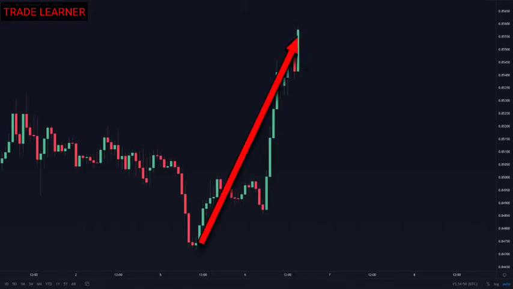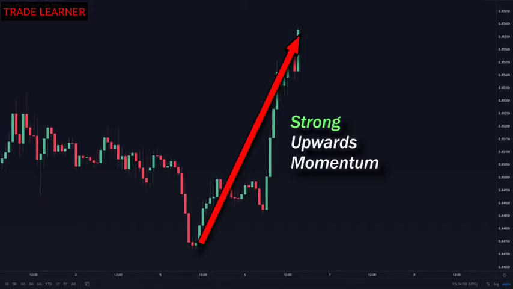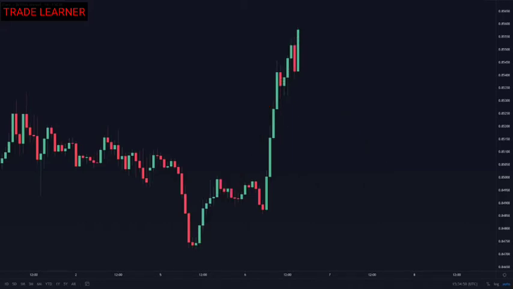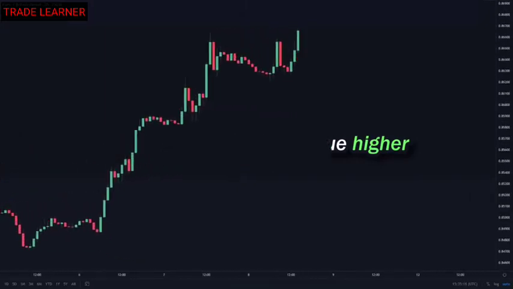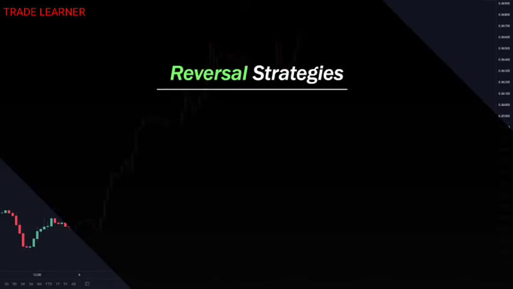If prices are going higher and higher, it means that the upwards momentum is strong. So if you tried shorting this market just because you thought it was too high, then you're actually trading against a trend, which is not a good idea. Remember, prices can always continue higher. So with that being said, here are a couple of strategies that you can use to predict reversals before they happen. The first one is called break of structure, and this is how it works.